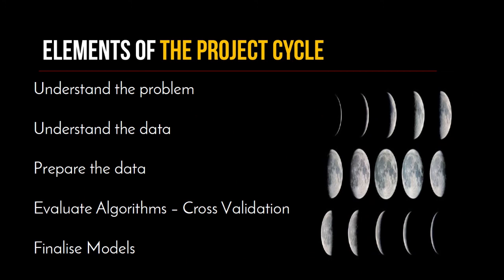Then we have our data set. We have to understand the data set, look at visualizations of that data. What are the distributions of that data? Then we prepare the data, whether it's normalization or batch normalization. We heard about that in the earlier talks. Then we evaluate the algorithms, whether through cross-validation. So I think it was day before yesterday, there was a mention on splitting your data into the training set, the test set, and the validation set. And we use that to evaluate the algorithms.